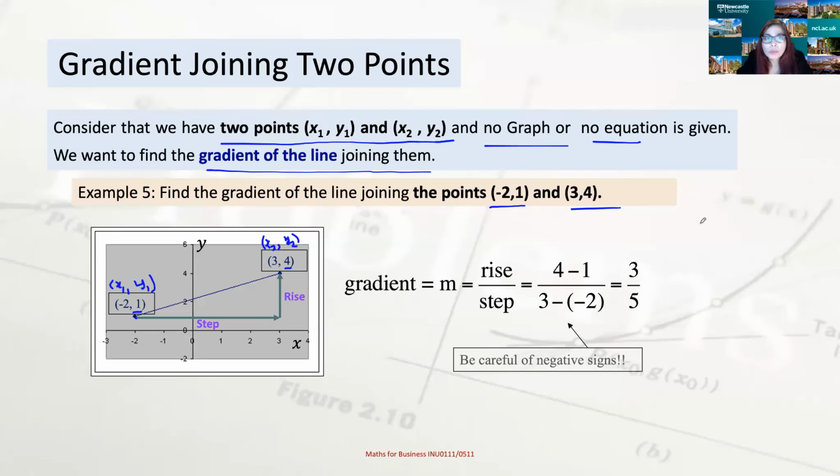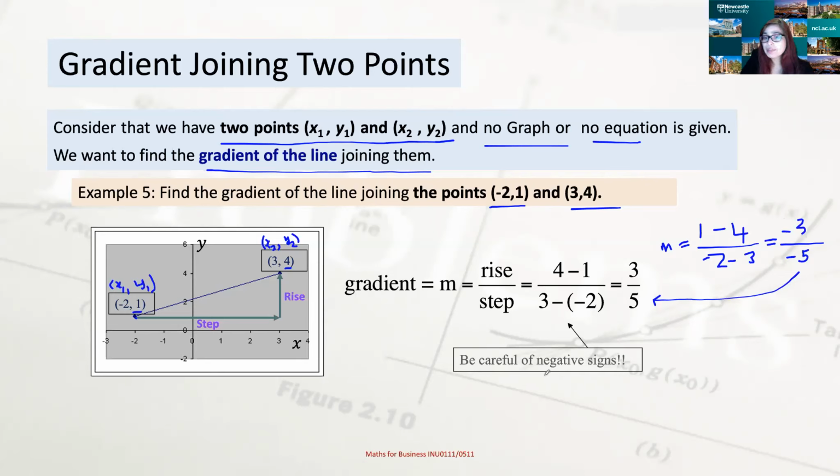You can do one minus four, yeah? M is equal to one minus four divided by minus two minus three. So what do I get? I get minus three divided by minus five. That's also correct. This is nothing but, again, it's three by five. Minus minus cancels and it's three by five.